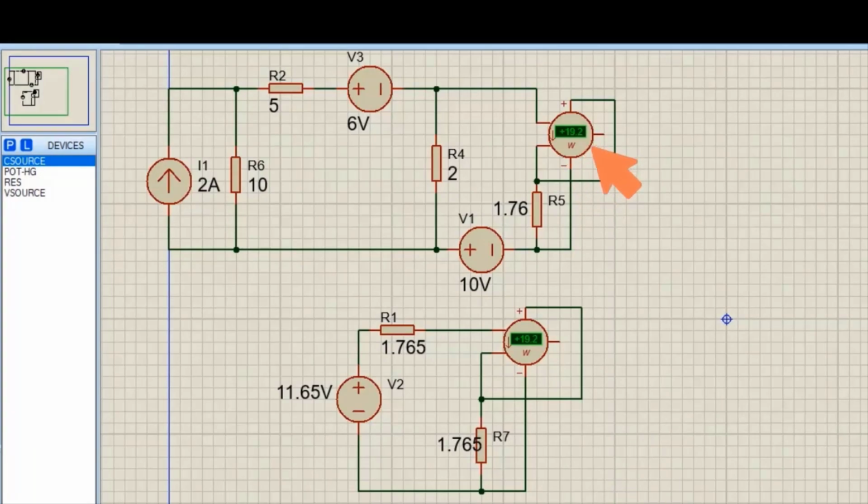See, in the main circuit it is showing power at load is 19.2 watt. In the equivalent circuit also it is showing power is 19.2 watt. So my calculation is perfectly okay.